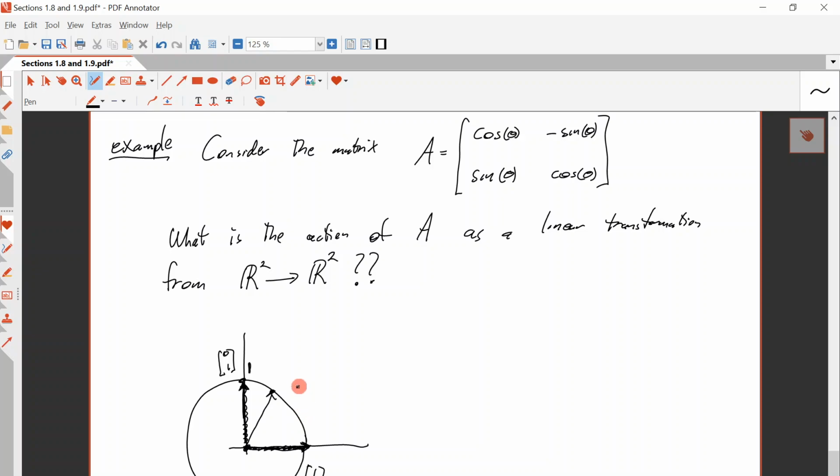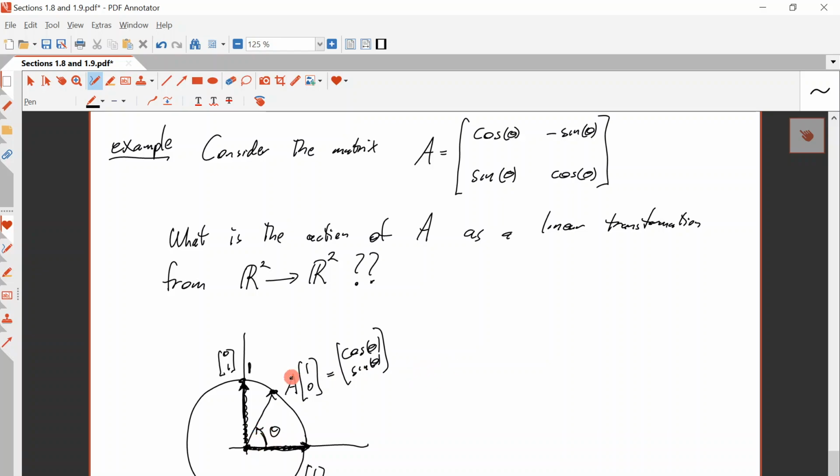So if this is angle theta right here, this is A times (1, 0). All right, A times (1, 0) is equal to cosine theta, sine theta. That is the definition of, which is the first column here, that is the definition of cosine and sine. It's the x and y coordinate of the radius of the unit circle with angle of rotation theta.